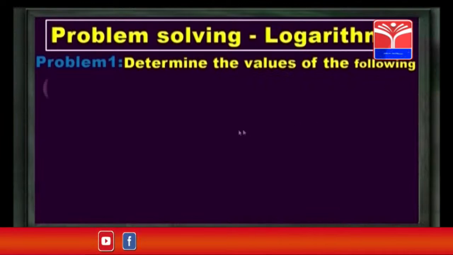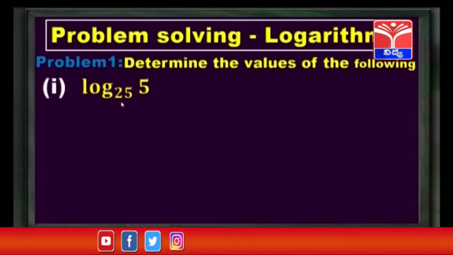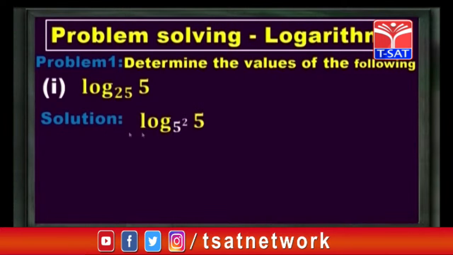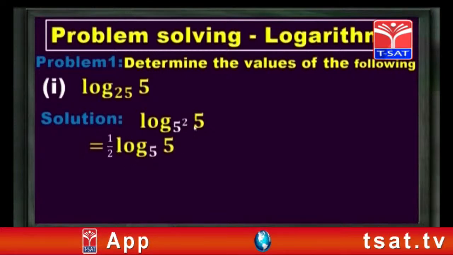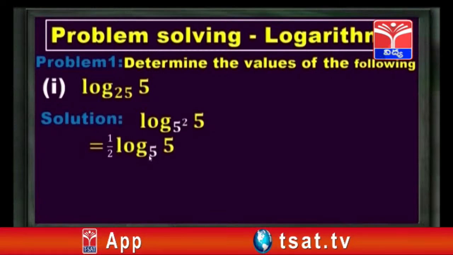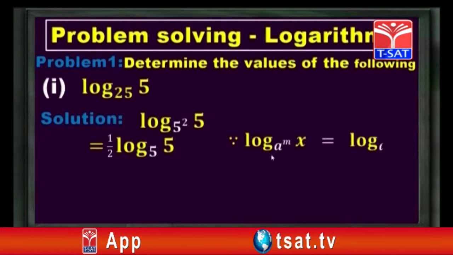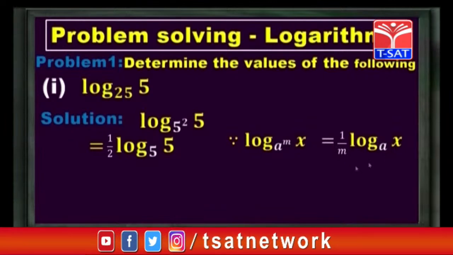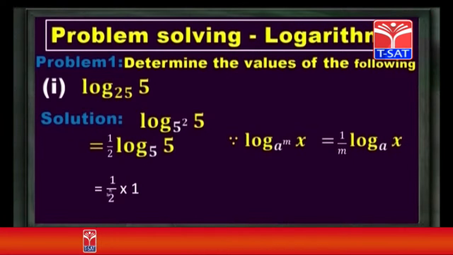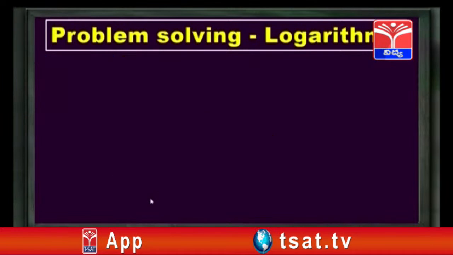Determine the value of log 5 to the base 25. Solution: 25 can be written as 5 square. So it is equal to 1 by 2 log 5 to the base 5. The formula which we used is log x to the base a power m is equal to 1 by m log x to the base a. Log 5 to the base 5 value is 1, right? So 1 by 2 into 1, which is equal to 1 by 2.